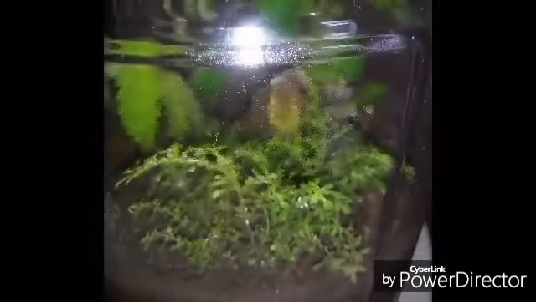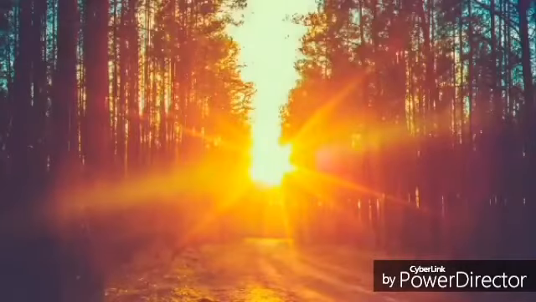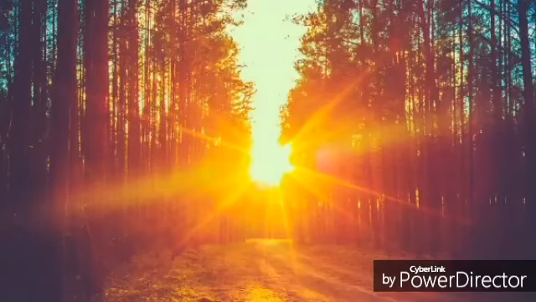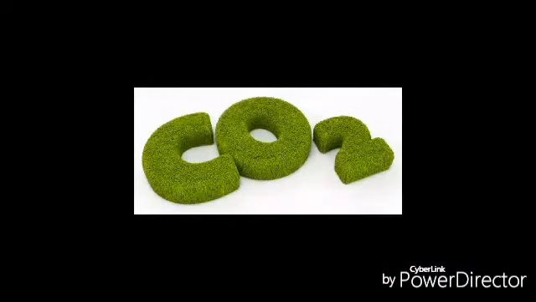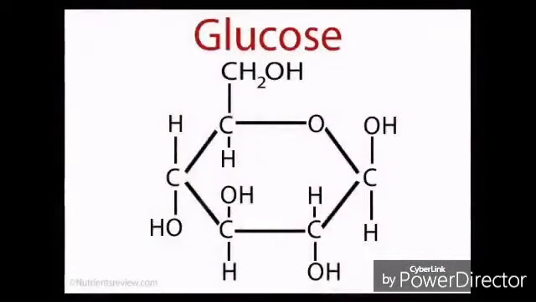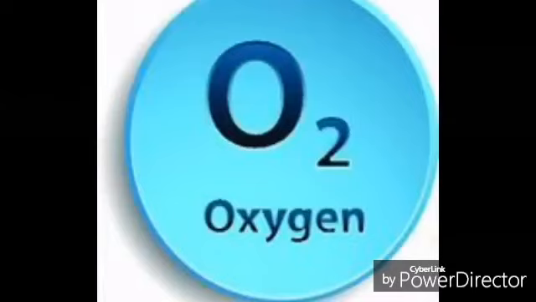Simply, there is a carbon-oxygen cycle inside this terrarium that is used by plants and animals to survive. Plants use sunlight, water, and carbon dioxide to make their own food to survive. As we all know, carbon dioxide comes from the animals through respiration, and in return, plants give off their byproduct oxygen, which is important to animals in their metabolic activities.